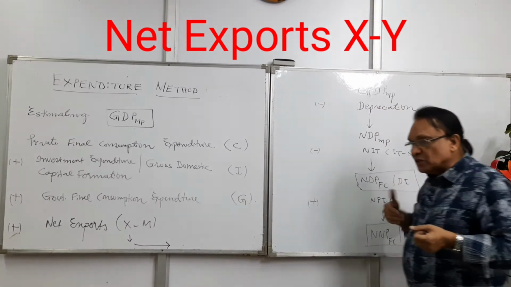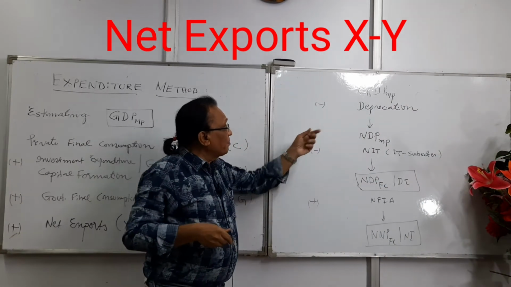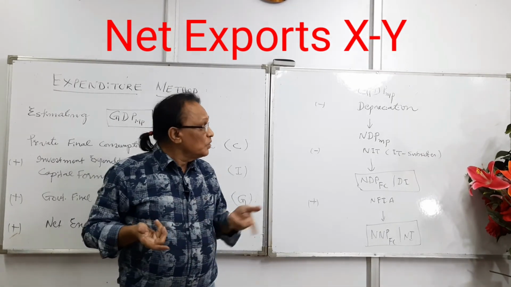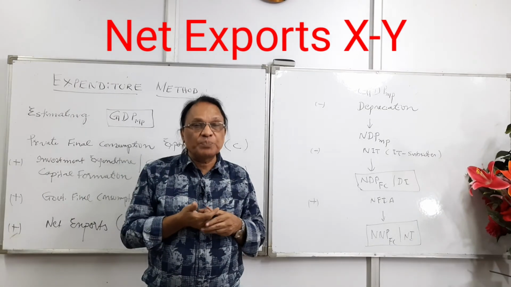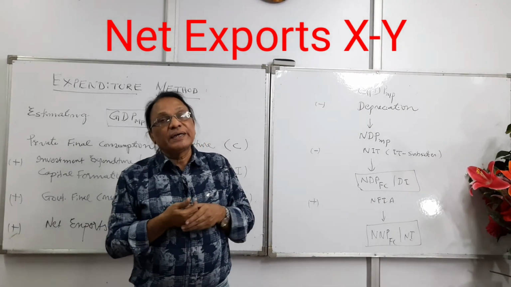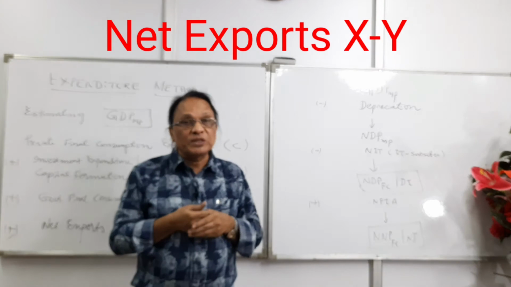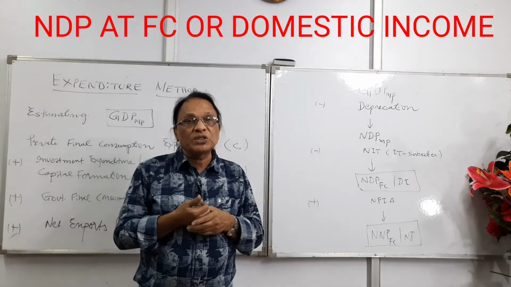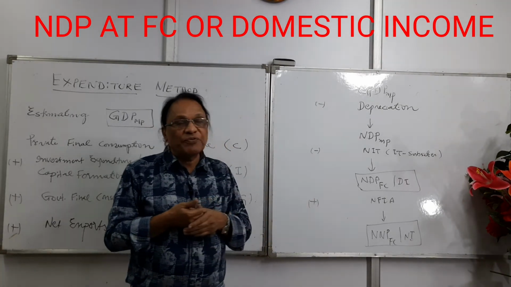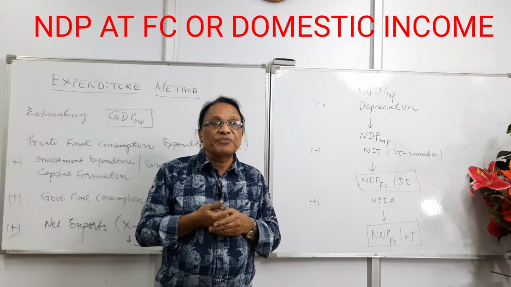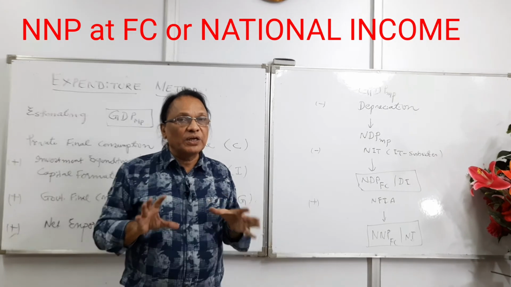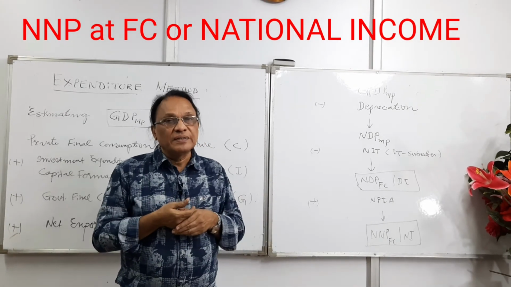From GDP at market price, let's come back to our other formulae. If you subtract depreciation, that is consumption of fixed capital, you get NDP at market price, net domestic product at market price. From NDP at market price, by subtracting NIT, net indirect taxes, that is indirect taxes minus subsidies, you get NDP at factor cost, which is nothing but domestic income. To this domestic income or NDP at factor cost, if you add NFIA, net factor income from abroad, that's the difference between factor income received and factor income paid to abroad, you get NNP at factor cost or national income. That's as simple as that. That's the expenditure method.